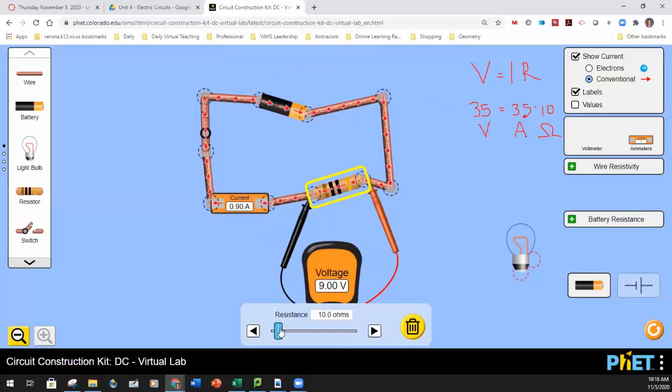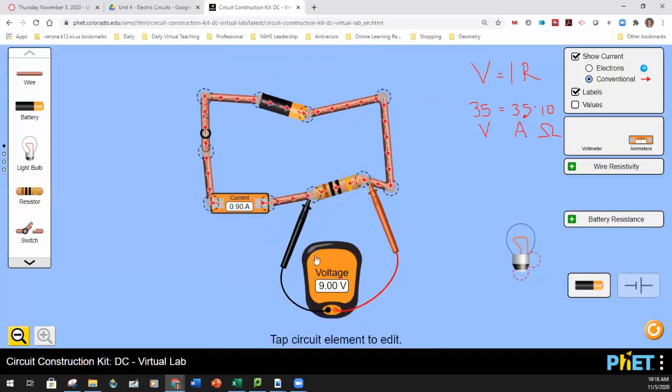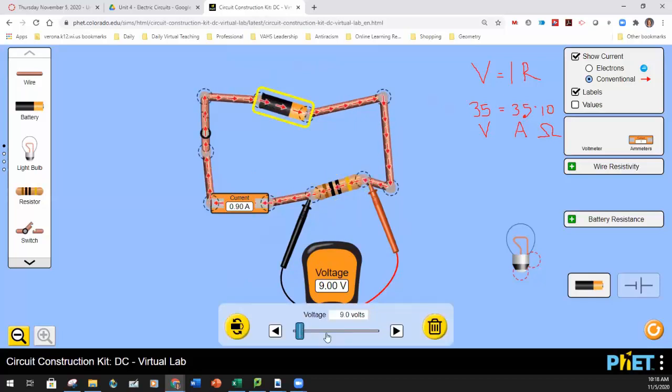So if I crank the voltage back up to 35, which was my number, I can see for sure that the voltage across this is 35 volts. The current is 3.5 amps, and the resistance then is 10 ohms, and 3.5 times 10 is 35. And this relationship holds. So the resistor is remaining constant. So I know that the voltage equals the current times 10 ohms.